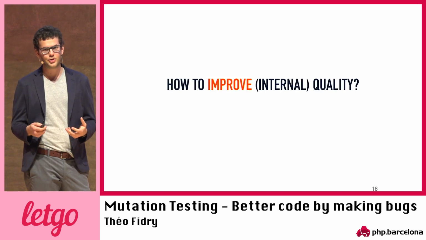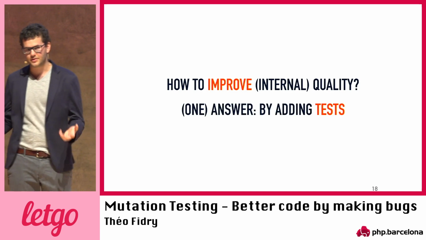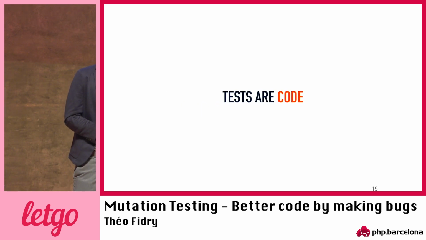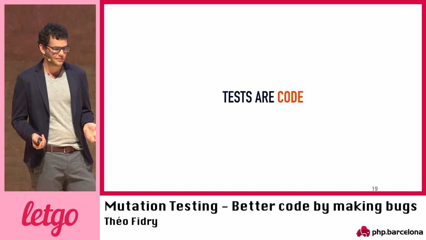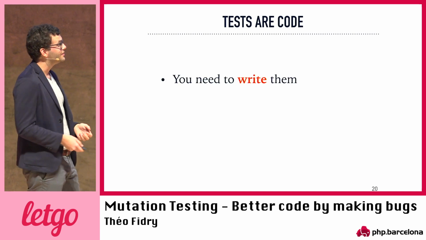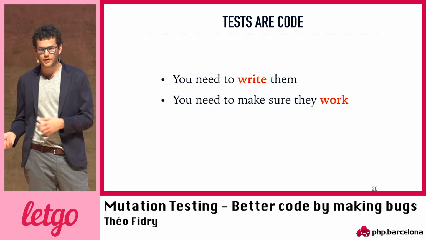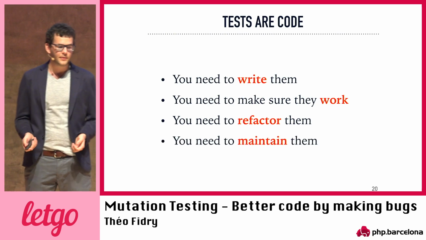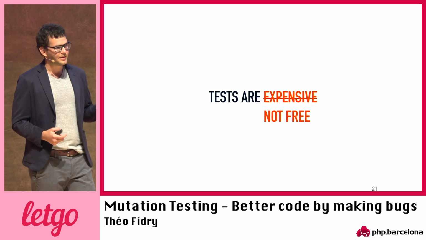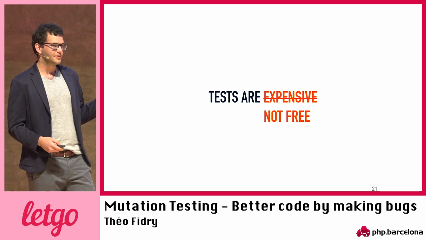Now the question is, how do you improve it? And one answer, because there are other things you could do, is by adding tests. But automated tests are also code. And that matters because, like the rest of your code, you need to write them, you need to make sure that they work, you need to refactor them, you need to maintain them. So with tests, I don't like the word expensive because it's a bit prohibitive, but they have a price. They don't come for free.